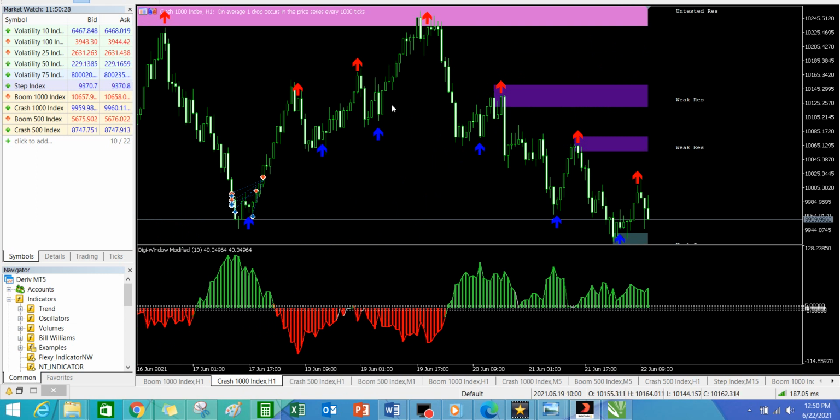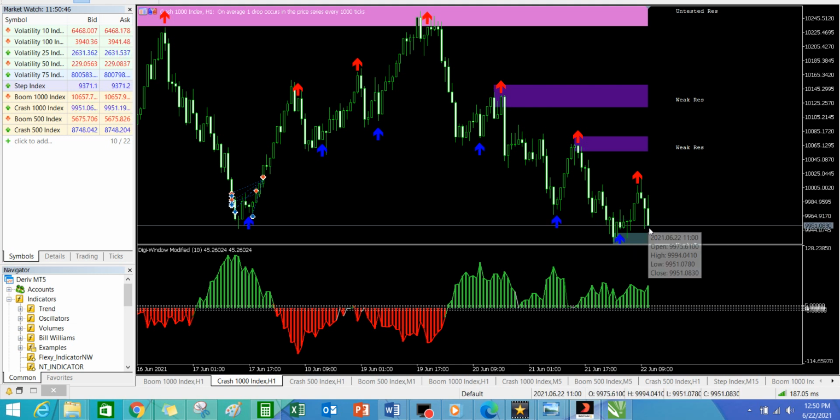Okay, the next one is Crash 1000, and I'm using the crusher indicator for this. Right now this is also the 1 hour time frame. Right now Crash is crashing at the moment, so it is on a downtrend. It is selling at the moment. Okay, wait for it to get to this support level. You can see it's just crashed again. Wait for it to get to this support level before you jump into the trade.